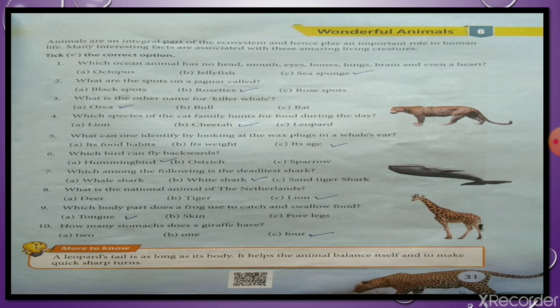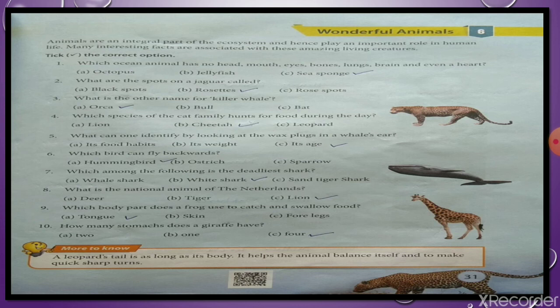Now next one, what are the spots on a jaguar called? So the spots which are found on the body of jaguar, it is called as rosettes. Now what is the other name of killer whale? So orca is the other name of killer whale. Which species of the cat family hunts for food during the day? It is the cheetah. Now, what can one identify by looking at the wax plug in the whale's ear? So, scientists come to know about the age of the whale by looking at the wax plug in whale's ear. So it tells about its age.